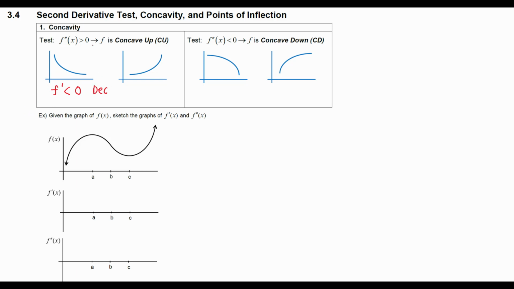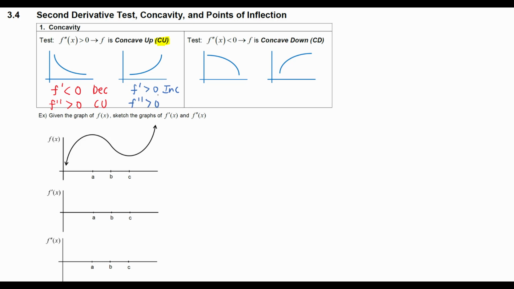However, according to the test we just saw above, because the graph is cup shape, the f double prime sign of this function will be positive for concave up. Let's use CU for concave up. Now, look at the second graph here. I have a graph that is increasing, which implies f prime is positive. However, this is also the bottom of a cup shape, which is concave up. Therefore, f double prime will be positive.